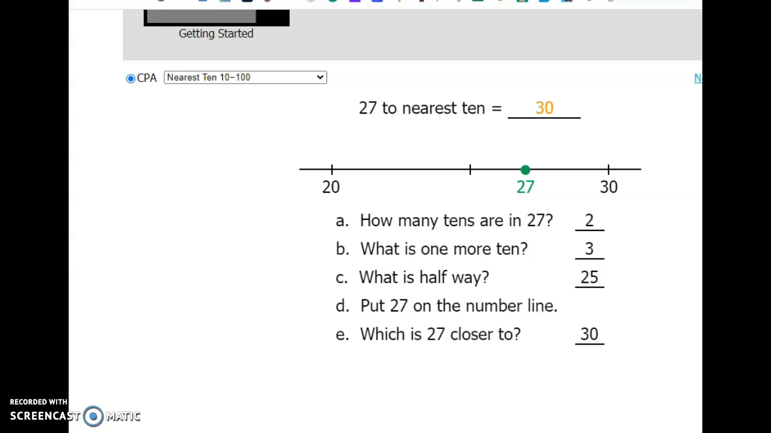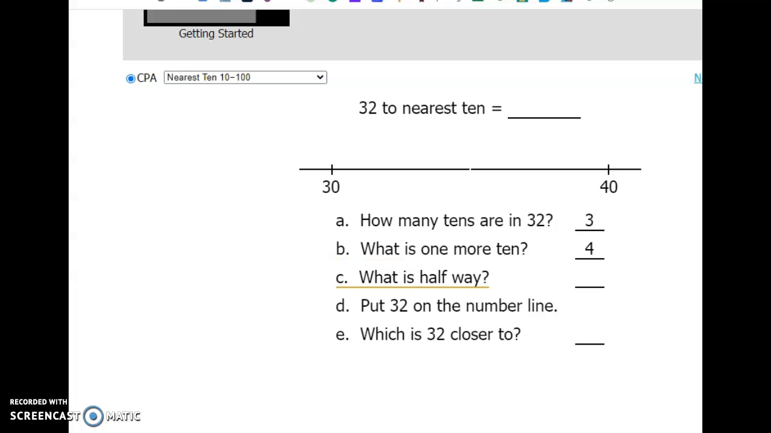Let's do another one together. 32 rounded to the nearest 10 is what? So my first question is, how many tens are in 32? If I look in the tens place, there are 3 tens. I'm going to write that as 30 because 3 tens' value is 30 on the number line. Then what is one more 10? It is 4 tens. And on a number line, we write the value. So I'm going to write 40 on the number line.